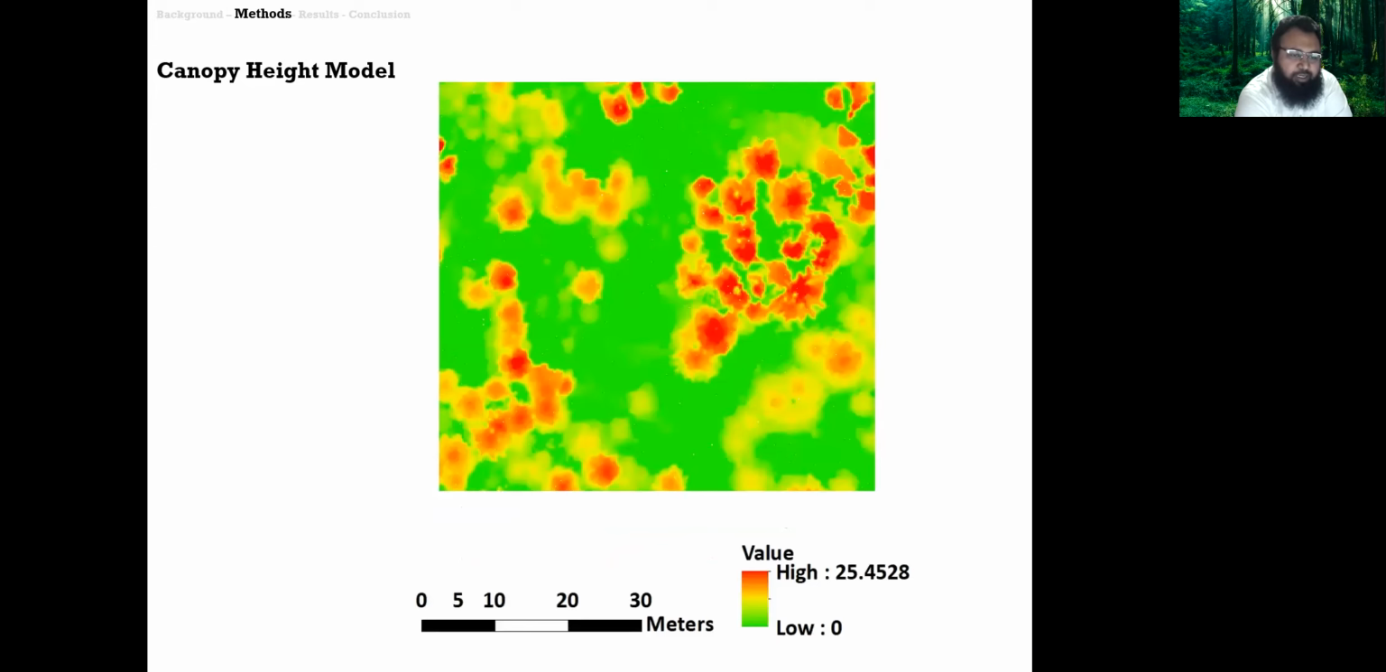The normalized point clouds were subsequently used to generate 10 centimeter resolution canopy height models, which represented the height of the upper canopy surface above the ground. Here the red circles are tree canopy and the green ones are the ground.